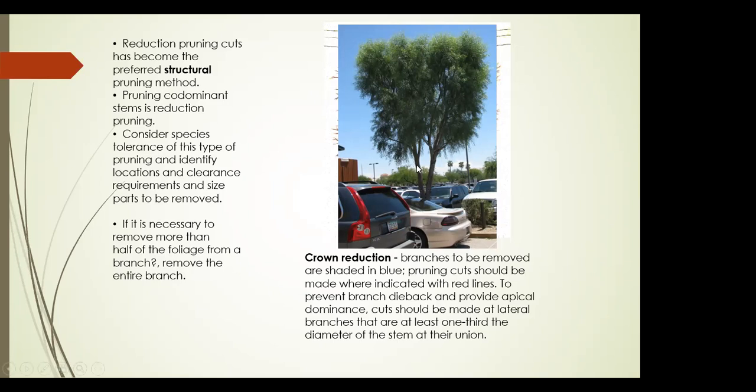But codominant branches are very hazardous. They're a flaw when you have two branches of the same size. Two branches of the same size and close together increase the danger or the defect. So this tree's got a lot of problems, and it could become a liability.